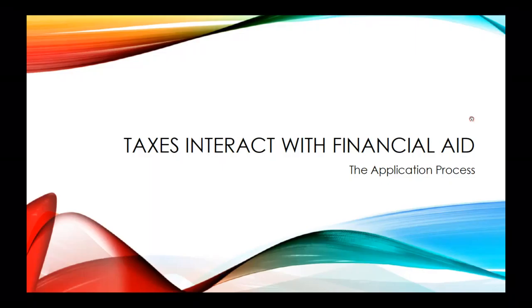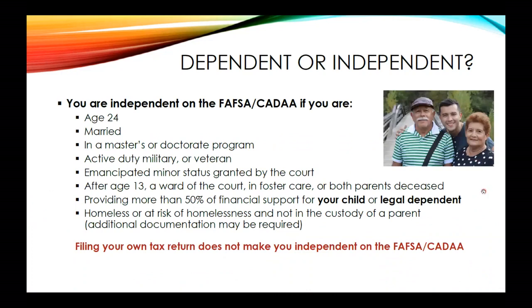Now I'm going to start with how your taxes and other income interact with the financial aid application process. So the first thing you have to know is basically whose tax and income information we are going to need for your financial aid application. And that depends upon whether you are a dependent or independent student.